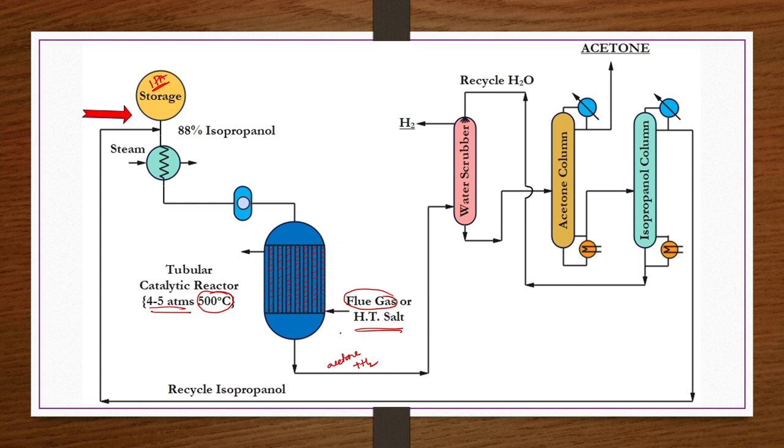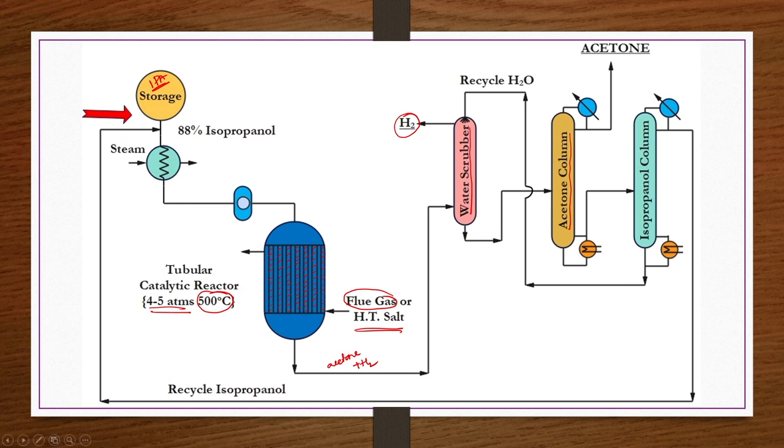So this mixture you pass through a water scrubber, where whatever hydrogen is there, which cannot be scrubbed out with water, is collected as one of the products. And then from the bottom, the solution is taken to the acetone column. Because of scrubbing with water, the acetone is now diluted. So that is taken to the acetone column, which is nothing but a distillation column again.